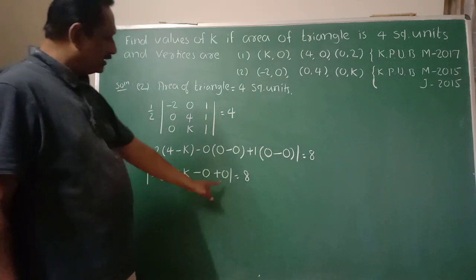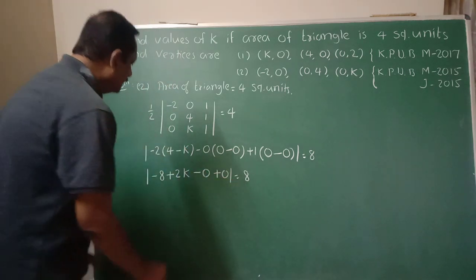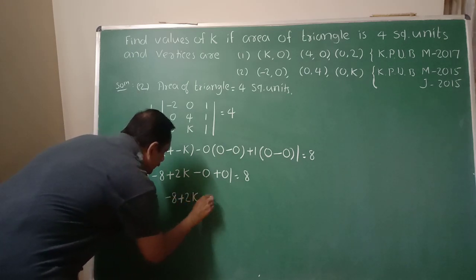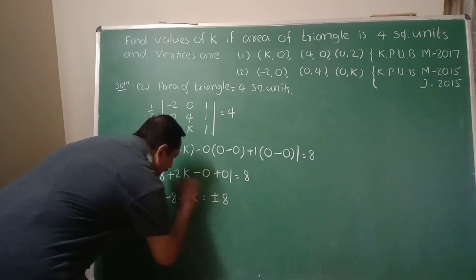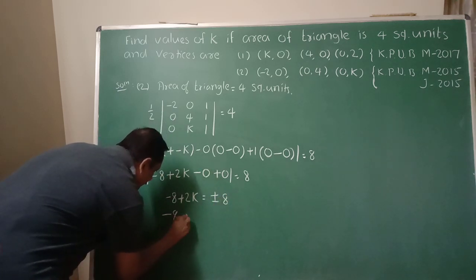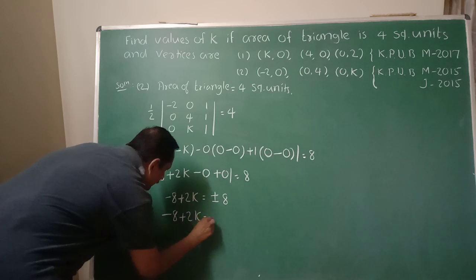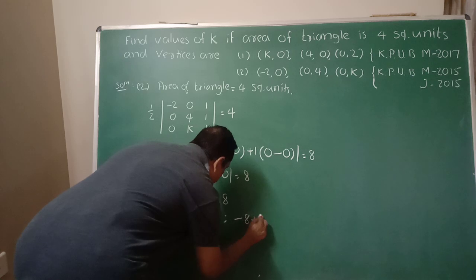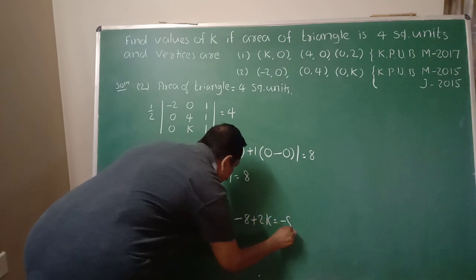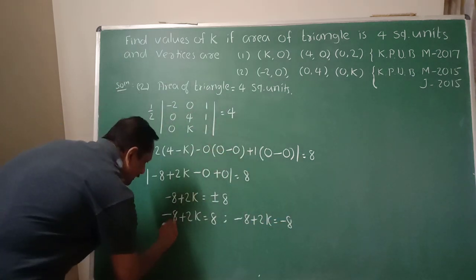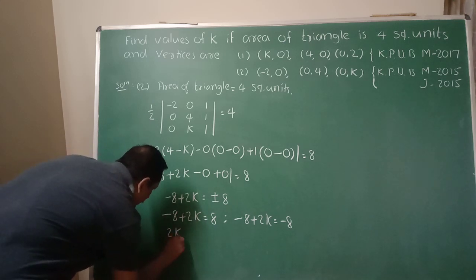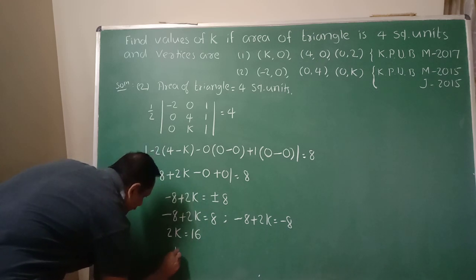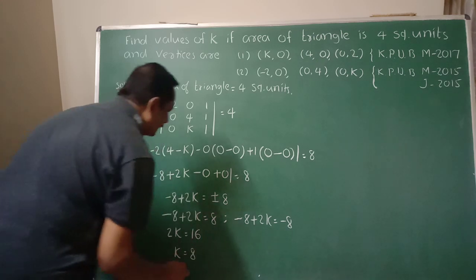If you remove the modulus sign, then it becomes plus or minus 8 here. So minus 8 plus 2k is equal to plus or minus 8 here. Hence minus 8 plus 2k is equal to 8, or minus 8 plus 2k is equal to minus 8 here. Take a minus 8 that side here. So 2k, 8 plus 8 becomes 16 here. 16 by 2 is 8. Therefore k value is 8 here.